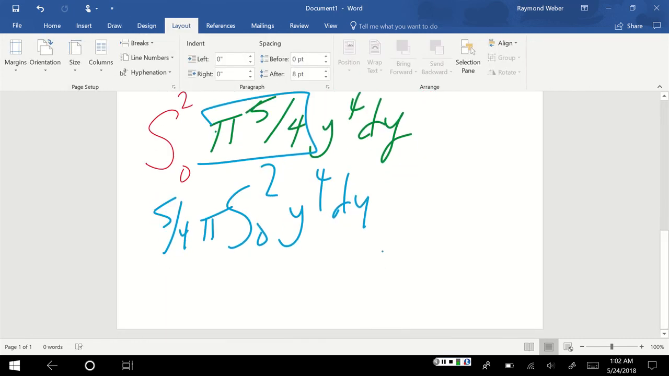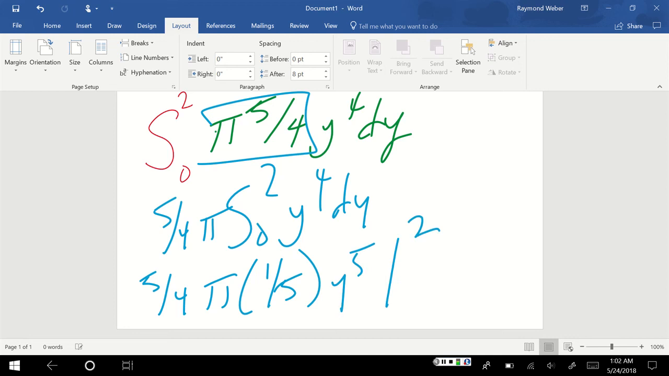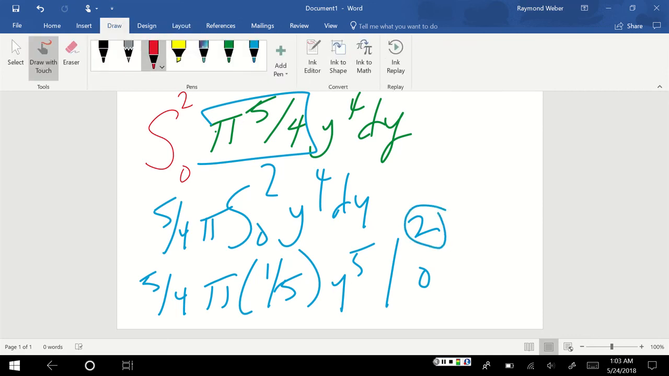Now this is a nice simple power rule. So 5/4 pi times 1/5 y to the 5th, evaluated between 0 and 2. At 0, everything is 0, so I only really care about the 2 up here. The 5s cancel each other out, so I have 1/4 pi times 2 to the 5th. Well, 2 to the 5th is 32, and 32 divided by 4 is 8. My answer is 8 pi.